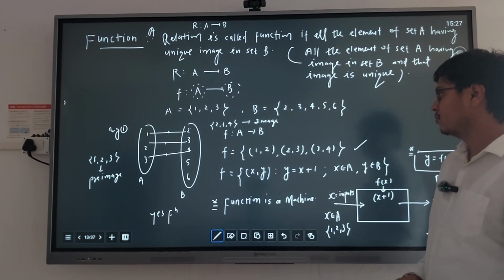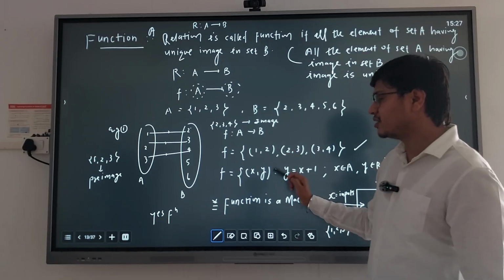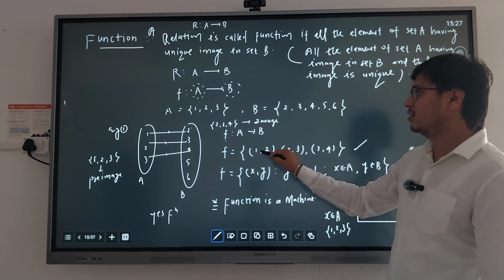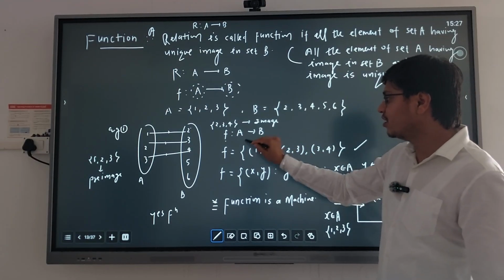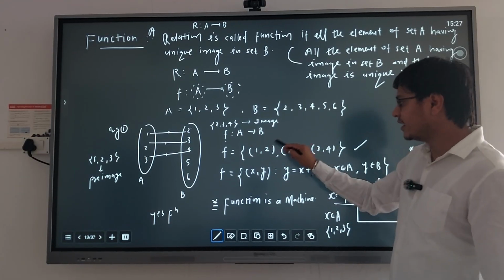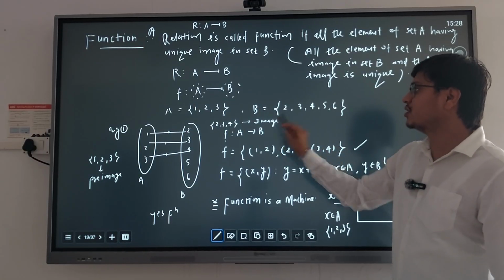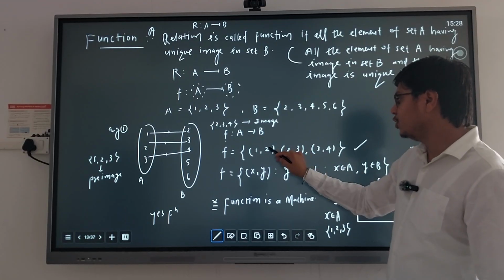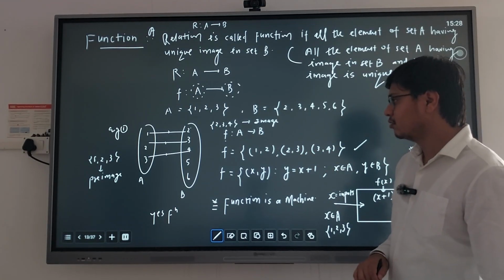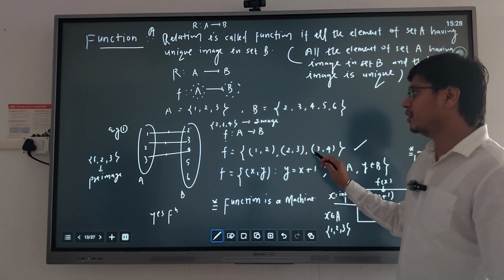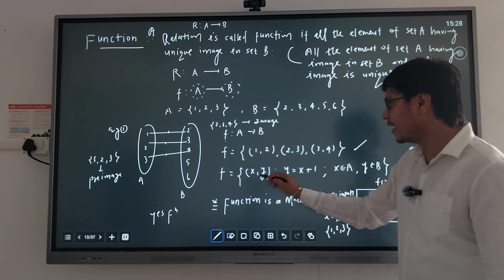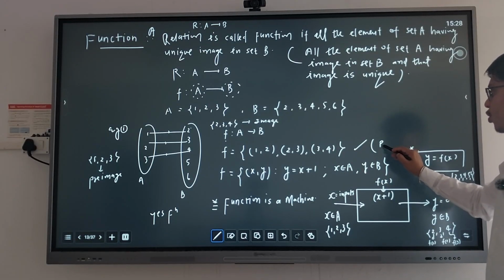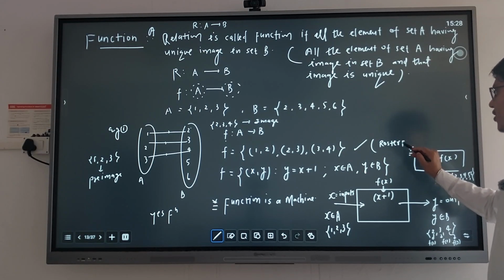The special thing in the function is what? If the function f is defined from A to B, then the first element of each ordered pair within the function belongs to set A, and the second element of the ordered pair belongs to the second set B. Like 1, 2 and 3 belong to set A and 2, 3, 4 belong to set B. These ordered pairs are in general written as (x, y). This form is called the roster form of function.